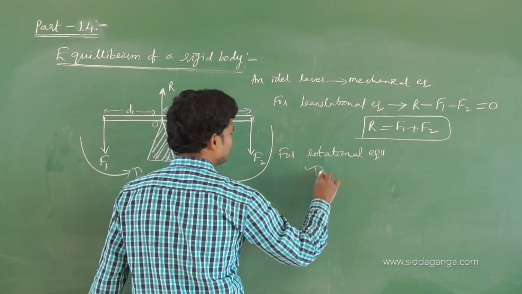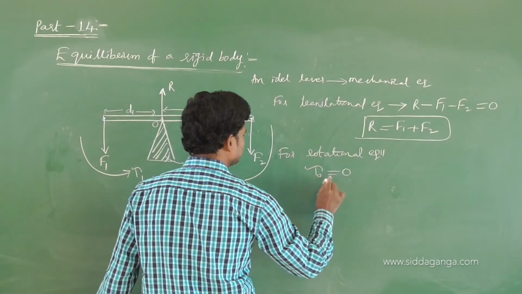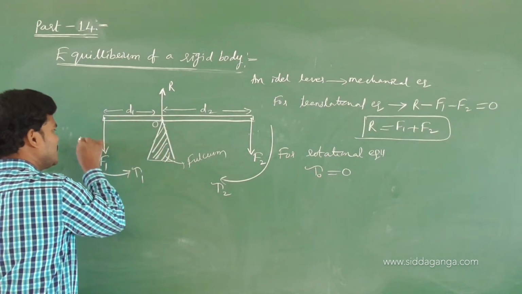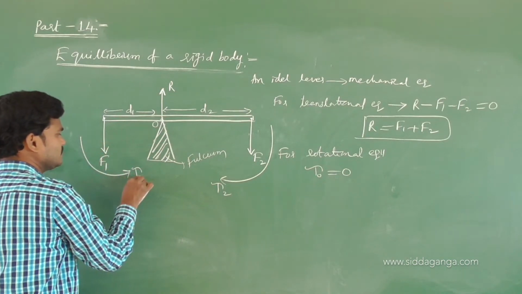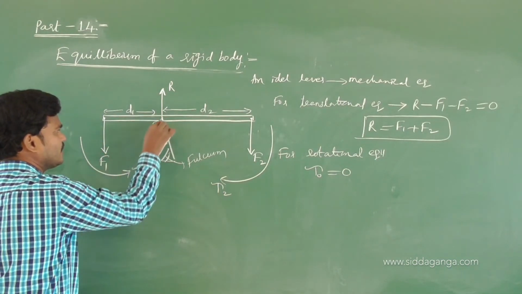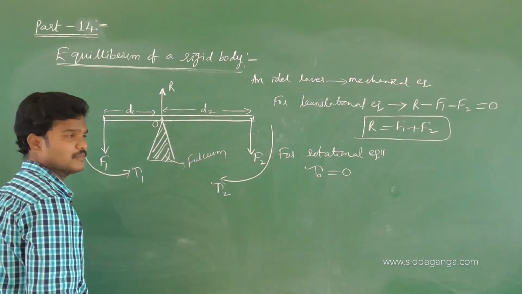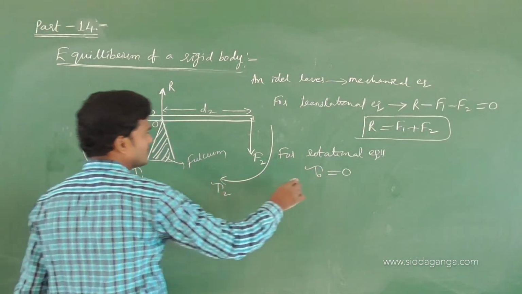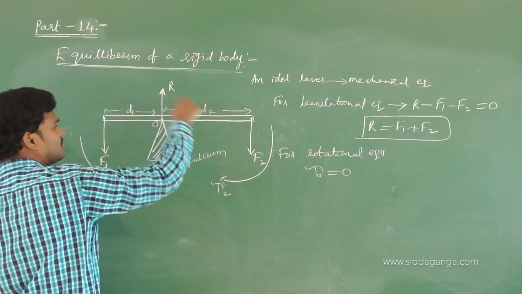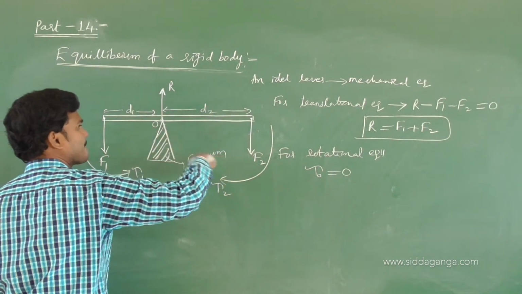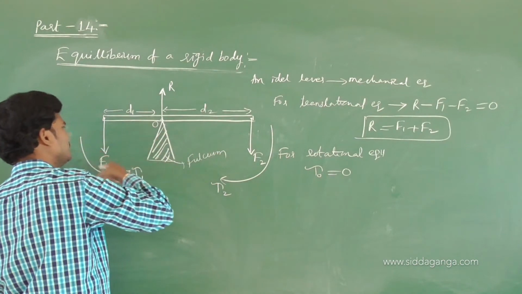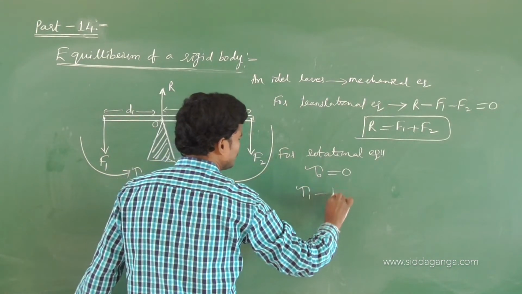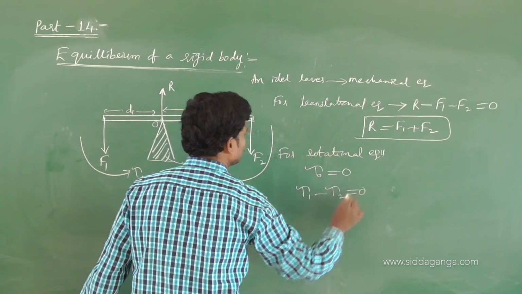For rotational equilibrium, net torque must be 0. What is the net torque about O? This force will create a torque about O. This is anti-clockwise torque, and this is clockwise torque. So tau 1 minus tau 2 is equal to 0.